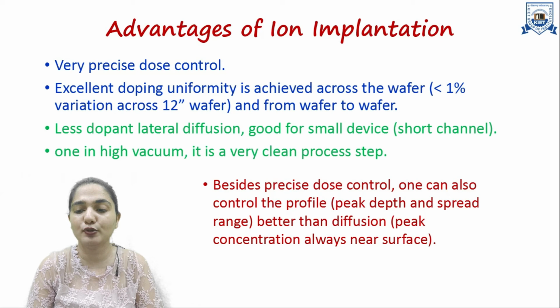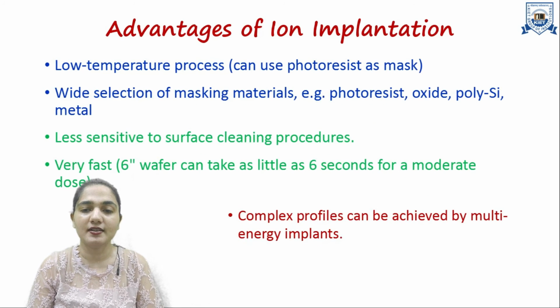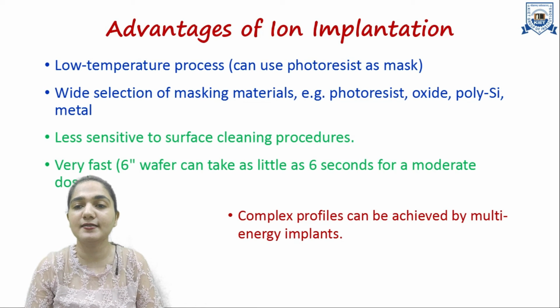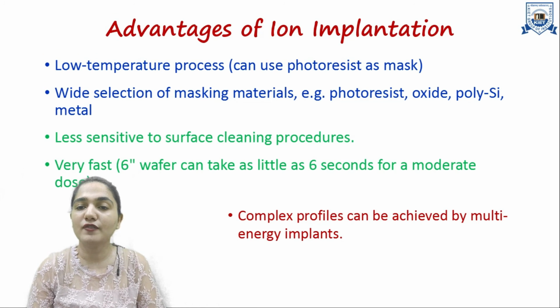Besides precise dose control, one can also control the profile, the peak depth and the spread range better than diffusion. Peak concentration is always near the surface. Then we can have low temperature. At low temperature we can use the ion implantation process, and thus we can also use photoresist as a mask. In the case of diffusion, we had to use silicon dioxide as the mask, but here photoresist can also be used as the mask.